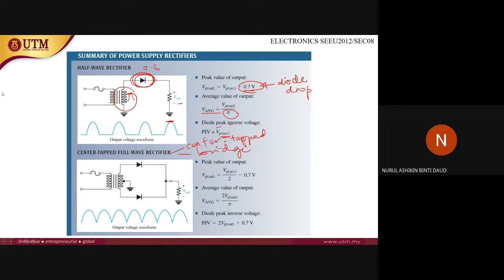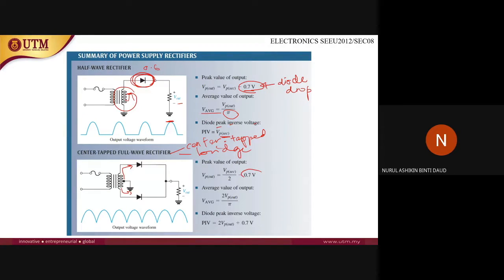Let's continue. For the center tap full wave rectifier, the peak value of the output is the secondary. The peak at the secondary part is divided into 2, because some of the voltage will flow here, some of the voltage will flow here. That's why it divides into 2.